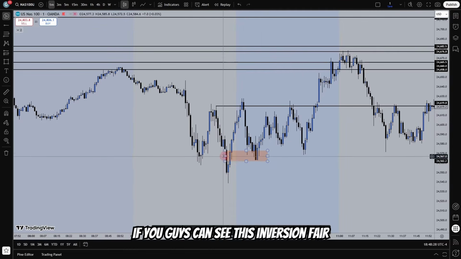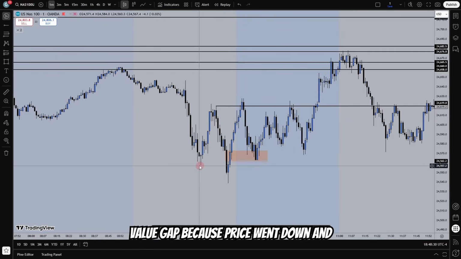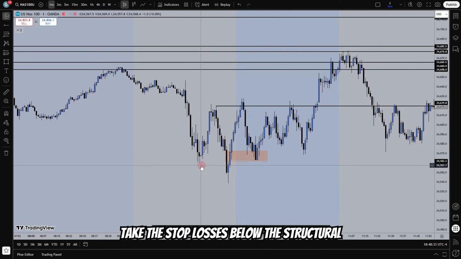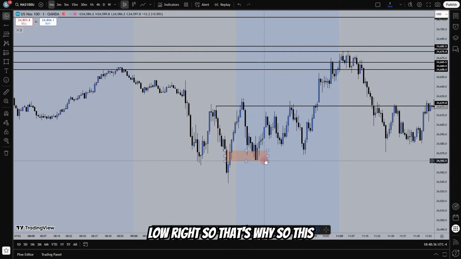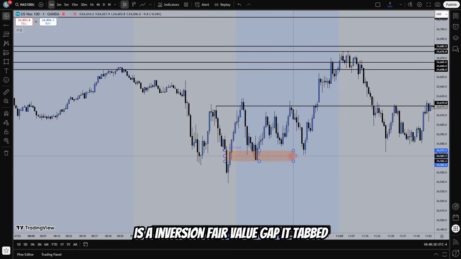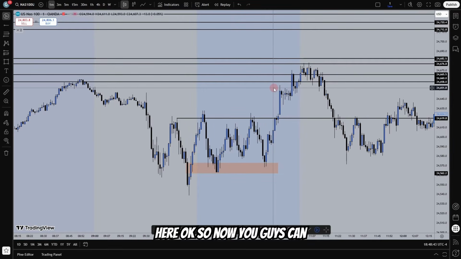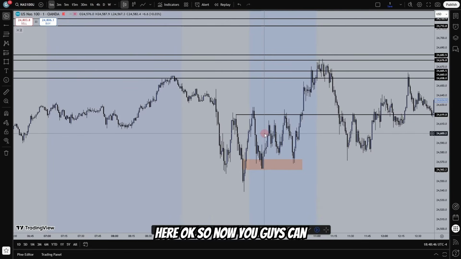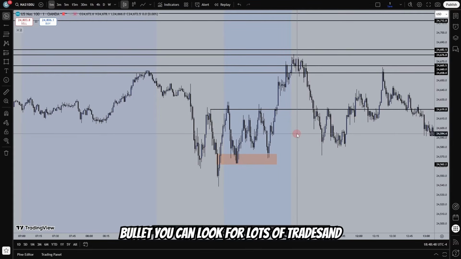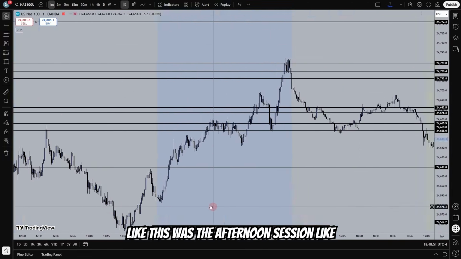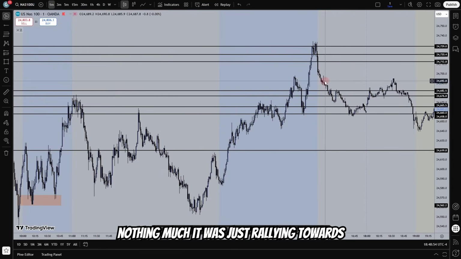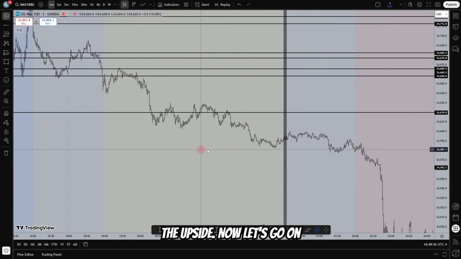If you guys can see this inversion fair value gap, because price went down and because this candle was responsible for taking the stop losses below the structural low, right? So that's why this is the inversion fair value gap. It tapped twice in this and then it went high over here. Okay, so now you guys can see that at 10 o'clock in ICT Silver Bullet you can look for lots of trades. And this was the afternoon session, nothing much, it was just rallying towards the upside.